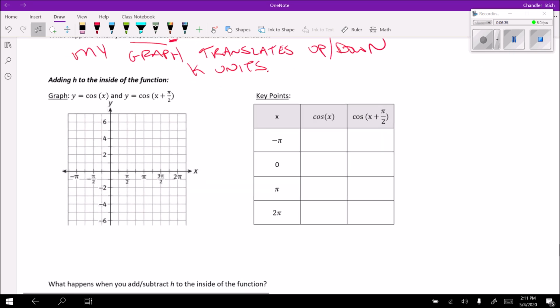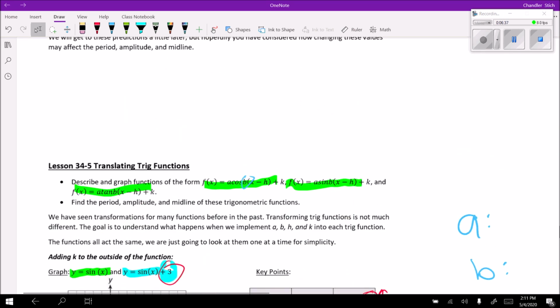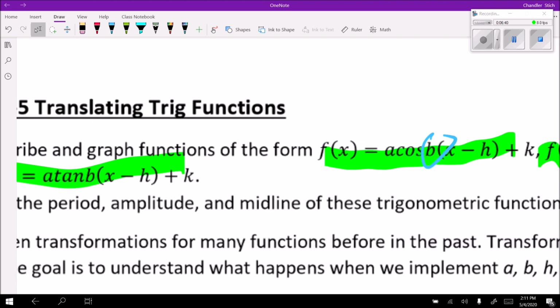All right, when I fool with h, right? Because remember, k is on the outside, h is on the inside. So k we just did in red.